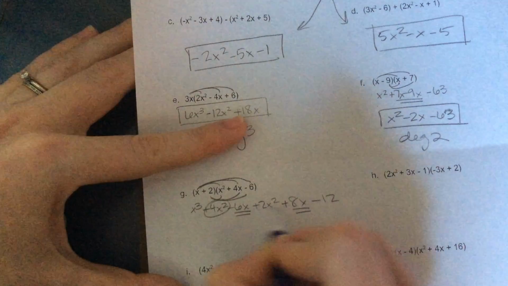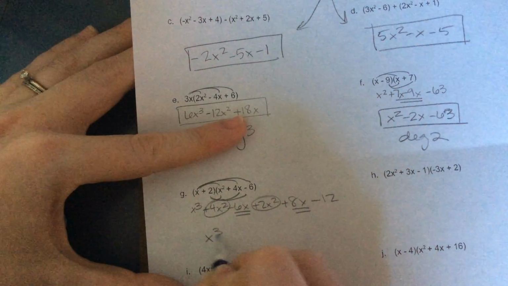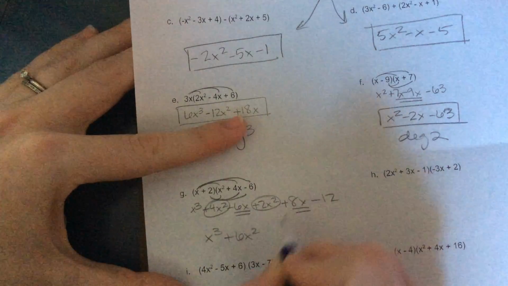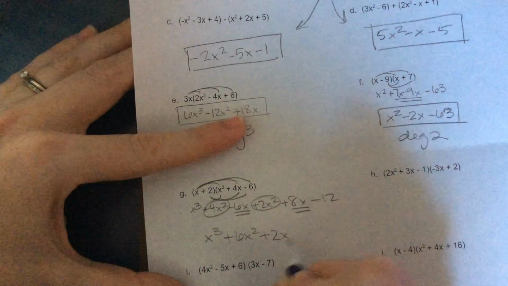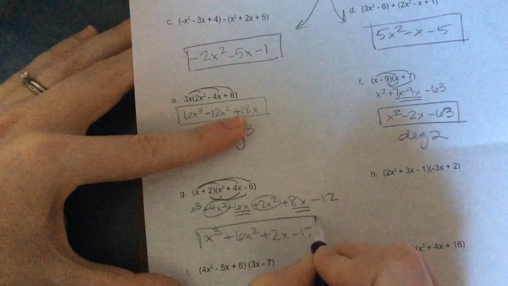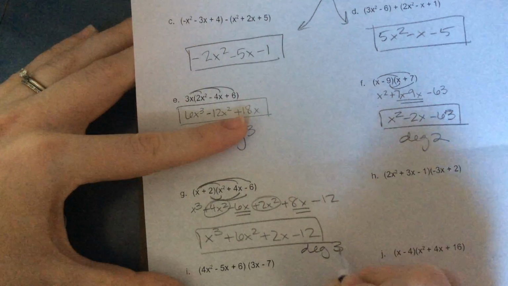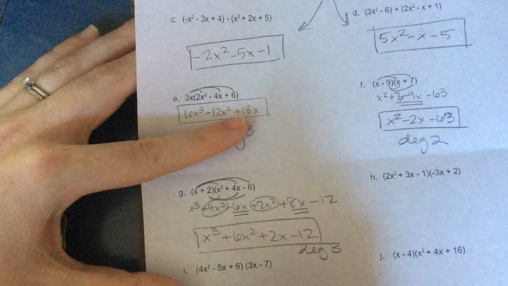There's your x's. There's your x squareds. So we get an x cubed. We get a plus 6x squared. We get negative 6 plus 8 is a positive 2x. And then that negative 12. This again is a degree of 3 because we have an x cubed as your highest.